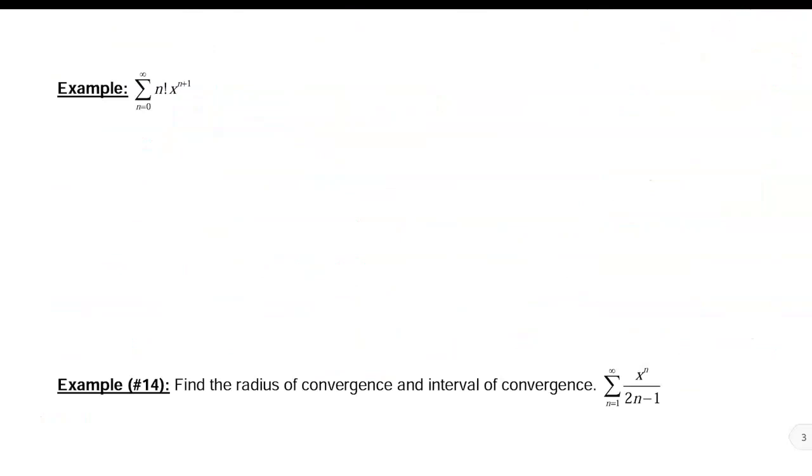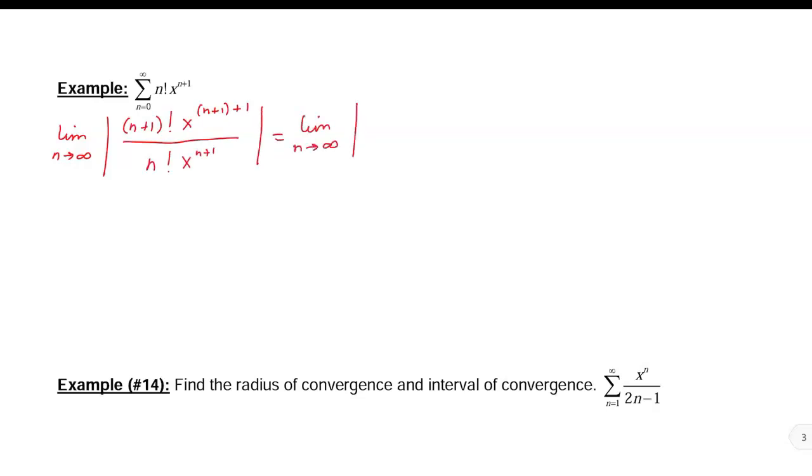Our next example has factorial and powers of n. I'll set up the ratio test. I'll break up the n plus 1 factorial. The x to the n plus 2 breaks up as x to the n times x squared. The n factorials will cancel. The x to the n's will cancel. One of the x's will cancel.